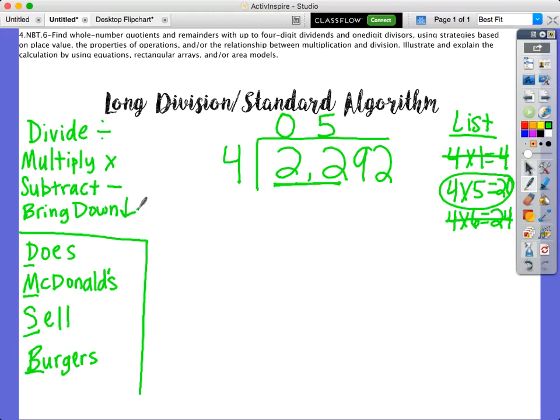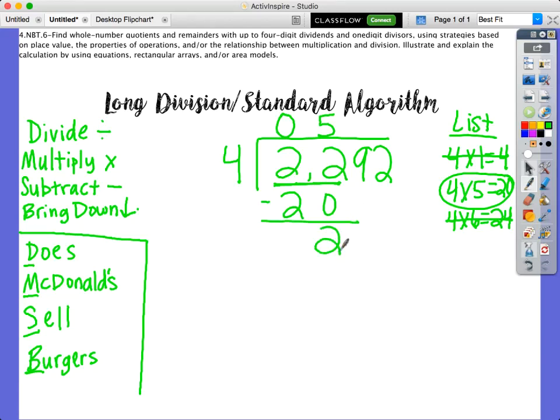An acronym you can teach your child is, does McDonald's sell burgers? Divide, multiply, subtract, bring down. As they get a rhythm for the pattern, it helps them to not get lost when they're working out long division problems. So we've divided. We figured out that there are 5 groups of 4 in 22. We multiply. 5 times 4 is 20. We subtract, and we get 2.